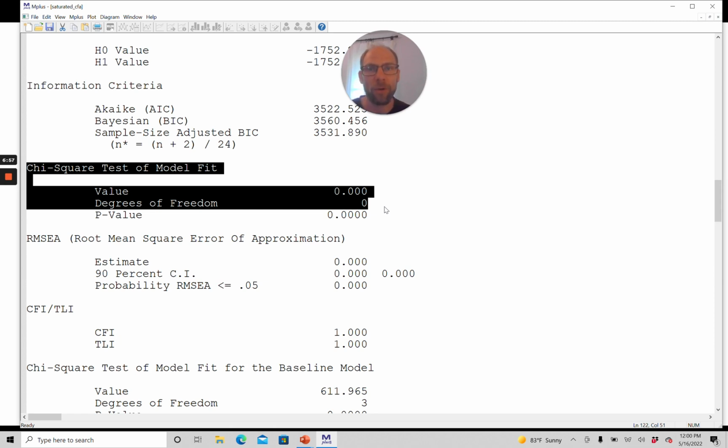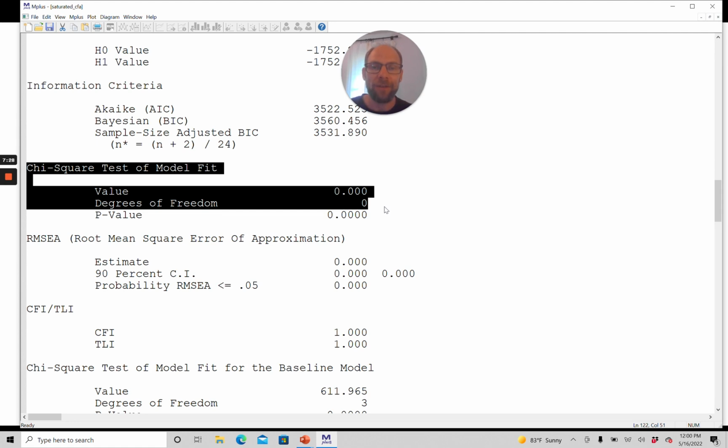What does this mean? So what it does mean is that the model by default, so to say, or trivially, fits perfectly because it reproduces all the observed means and covariances and variances 100%. There are no restrictions in the model, and therefore the model could never not fit. The only way that this model would fail is if you had variables that weren't correlated, where all the covariances were 0. In that case, the factor variance wouldn't be identifiable.